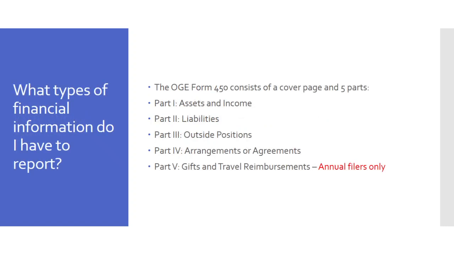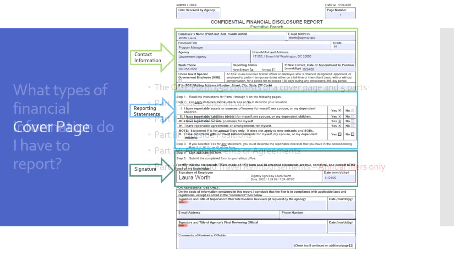What do I have to report? You must report assets and income, liabilities, outside positions, arrangements or agreements, gifts, and travel reimbursements. Gifts and travel reimbursements are only reportable for annual filers. Each part of the form contains a set of instructions explaining both what to report and what not to report. We'll introduce you to these instructions as we discuss each part.